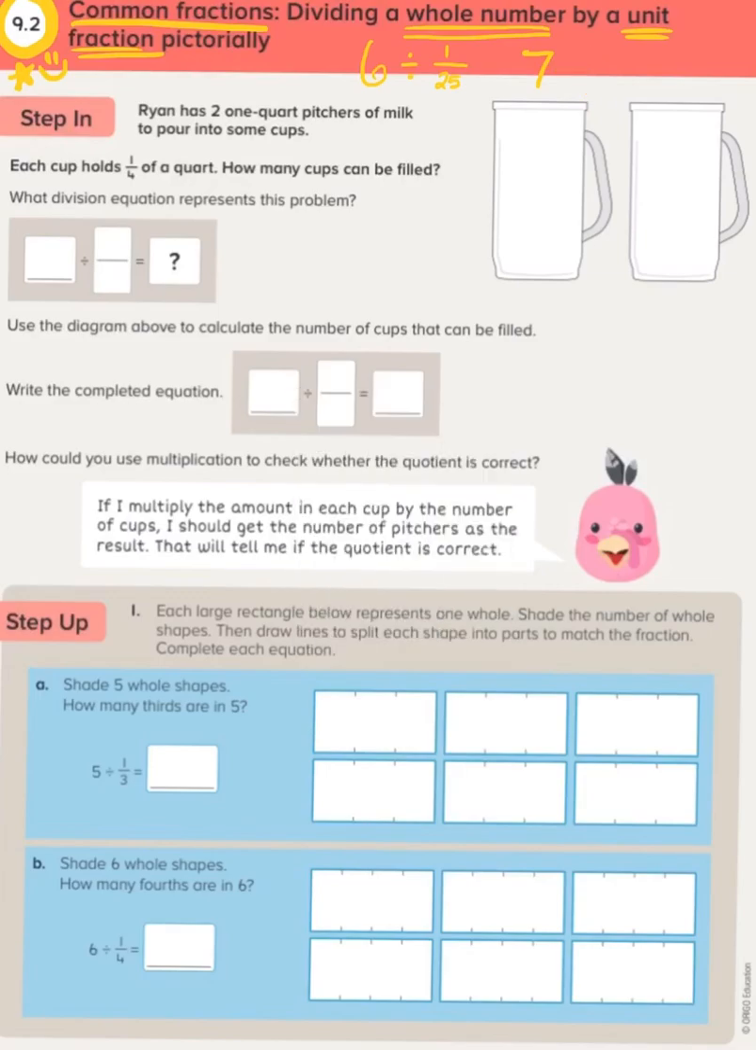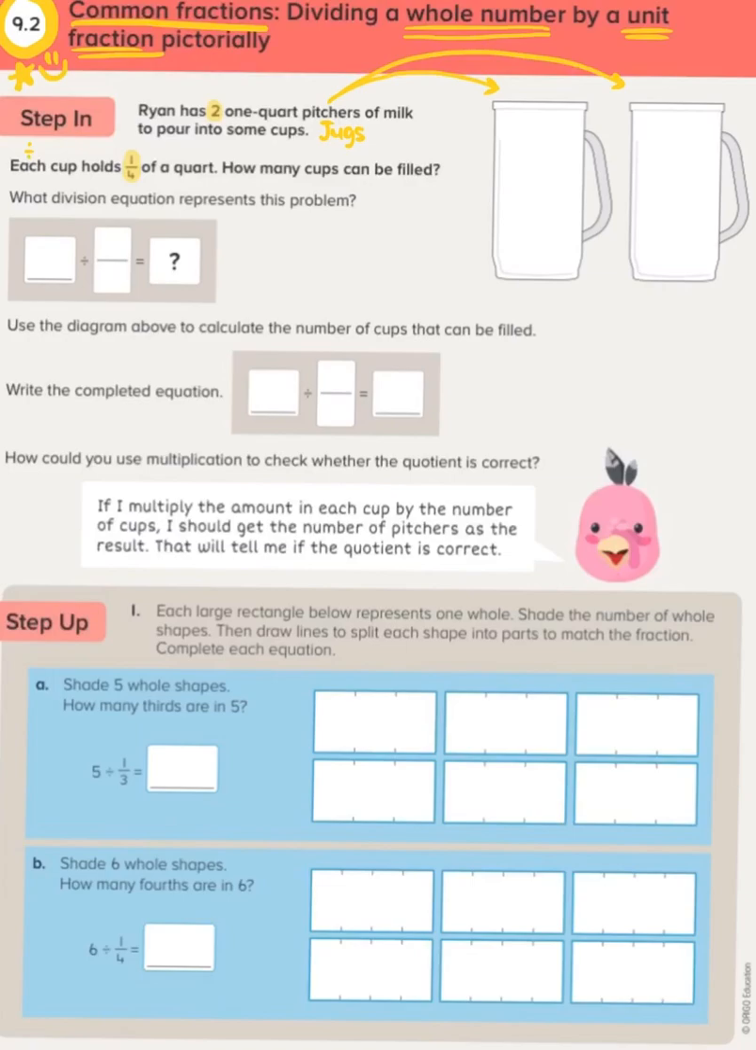Okay, so let's look at this first problem. The problem says Ryan has 2 1-quart pitchers of milk to pour into some cups. The word each means that we're probably going to divide, right? Each cup holds 1/4 a quart. So if I look at this illustration here, I have 2 pitchers. Pitchers is a fancy way of saying jugs. So I have 2 jugs of milk.